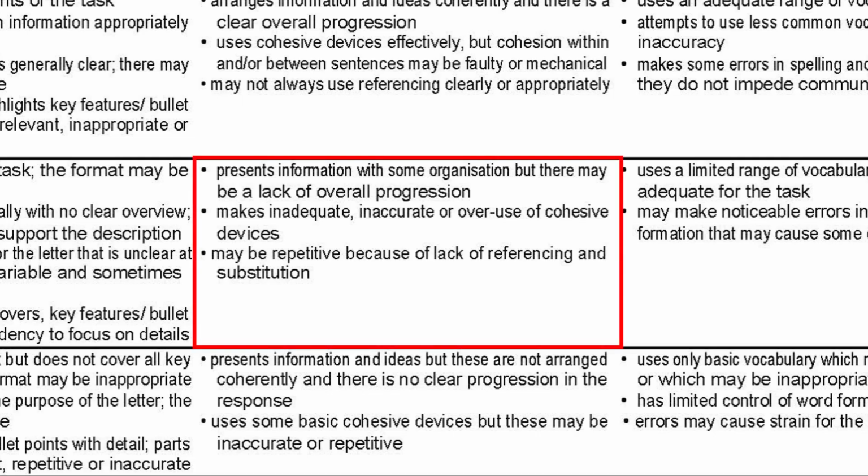Coherence and cohesion. Presents information with some organization, but there may be a lack of overall progression.